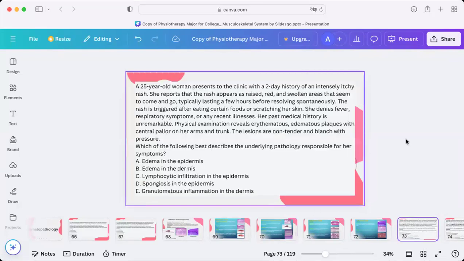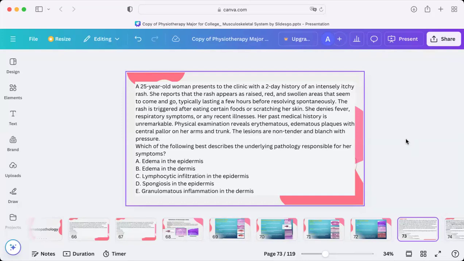So we have a 25-year-old woman that presents to the clinic with a 2-day history of an intensely itchy rash. She reports that the rash appears raised, red, swollen, that seem to come and go, typically lasting a few hours before resolving spontaneously. The rash is triggered after eating certain foods or scratching her skin. She denies fever, respiratory symptoms, or any recent illness. Her past medical history is unremarkable. Physical examination reveals erythematous lesions, edematous plaques with central pallor on her arms and trunk. The lesions are non-tender and blanch with pressure.